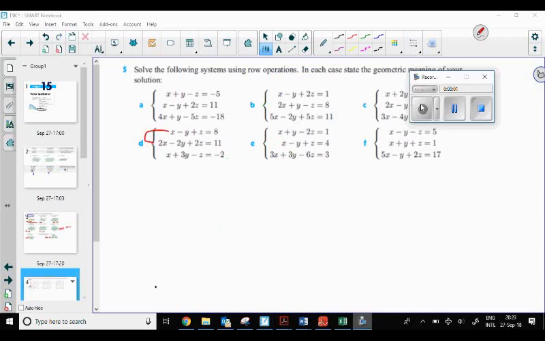So letter D. Letter D very obviously has no solution, because if you look at the first 2 equations, the normal vectors are scalar multiples of each other. The coefficients of x, y, and z in the second are 2 times that of the first. And 11 is certainly not 2 times 8. So there are 2 parallel planes. That's it. There's no solution. But let's pretend I didn't see that.